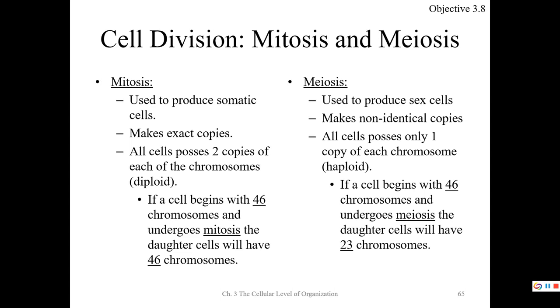In mitosis, all cells possess two copies of each chromosome. We call those cells diploid. That is a fancy word. If you have two copies of each chromosome, you're called diploid. A cell that possesses only one copy of each chromosome is haploid. If a cell begins with 46 chromosomes and mitosis happens, there will be 46 chromosomes in the daughter cells. But in meiosis, if you begin with 46 chromosomes, you'll have 23. Always half. Okay?